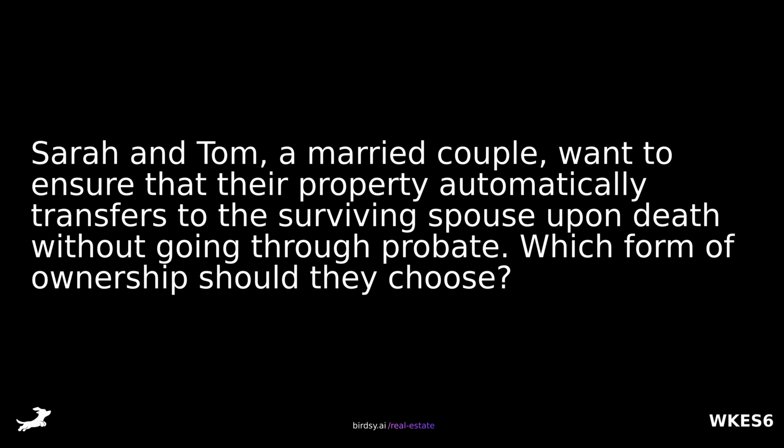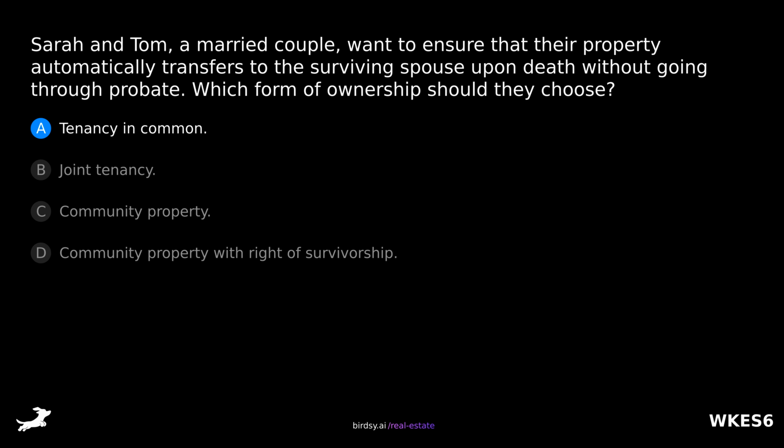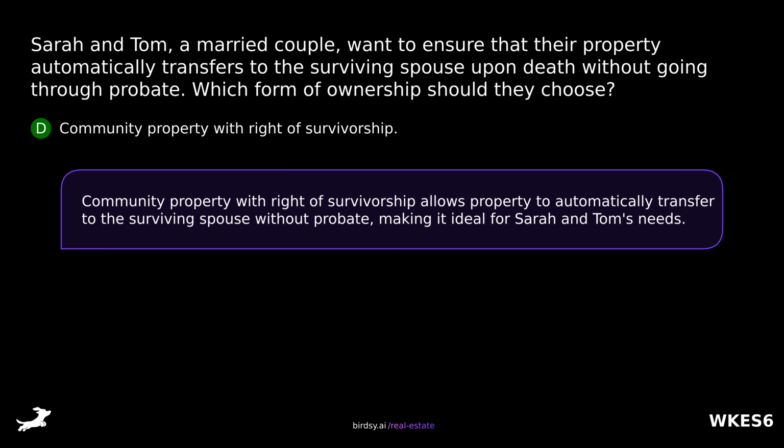Sarah and Tom, a married couple, want to ensure that their property automatically transfers to the surviving spouse upon death without going through probate. Which form of ownership should they choose? Is it A, tenancy in common, B, joint tenancy, C, community property, or D, community property with right of survivorship? The answer is D, community property with right of survivorship. Community property with right of survivorship allows property to automatically transfer to the surviving spouse without probate, making it ideal for Sarah and Tom's needs.